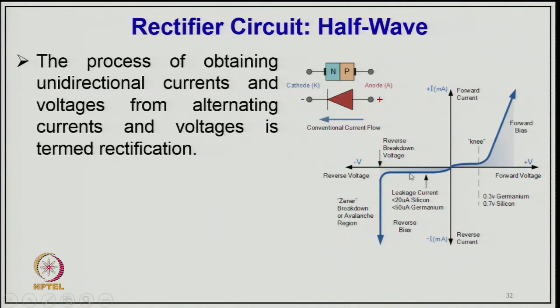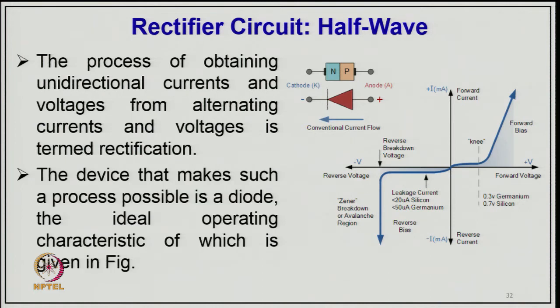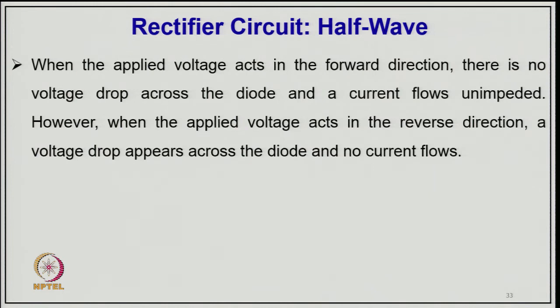So, we never go to such large voltage; we keep a safe margin when selecting the diode for a particular circuit or voltage applied to the circuit. The device that makes such a process possible is a diode, the ideal operating characteristic of which is given in this figure, which I already explained.